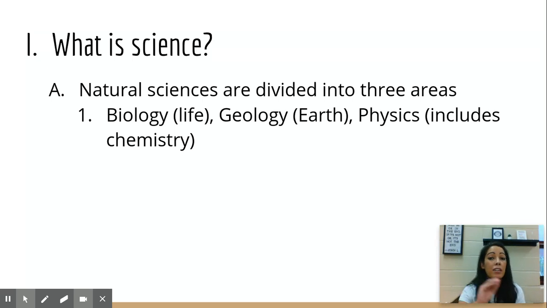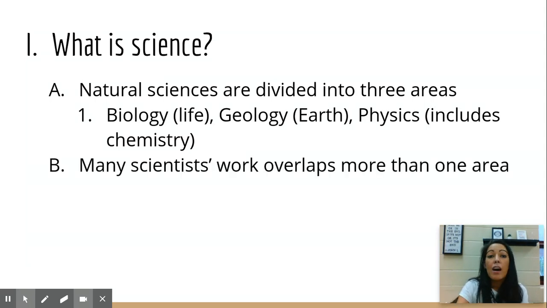We're going to be learning a little bit of each one of these. We'll start with physics, then move into geology, and then finish the year with biology this year. A lot of scientists' work overlaps more than one area. And that's really important because you may be a geologist, but a lot of physics is going to come into play in your career field. And you might be a biologist, but obviously the earth and the geology of where your organisms live is going to play a huge part in how life develops and how different organisms behave.